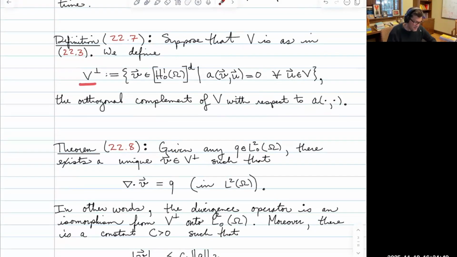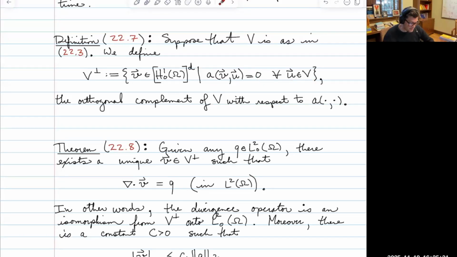So V perp is going to be defined as the orthogonal complement of V with respect to some bilinear form or inner product. And specifically, we're going to use the A bilinear form. So here's how we define this. We're looking for the set of all V in H01D such that V is orthogonal to U in this bilinear form A for all U in V.